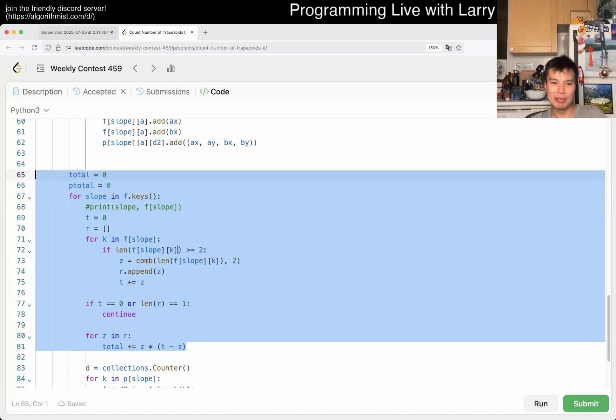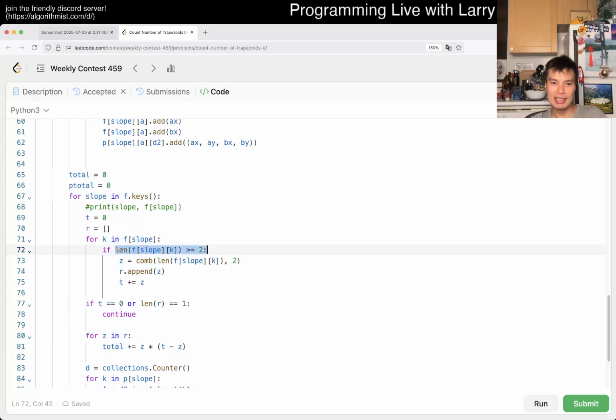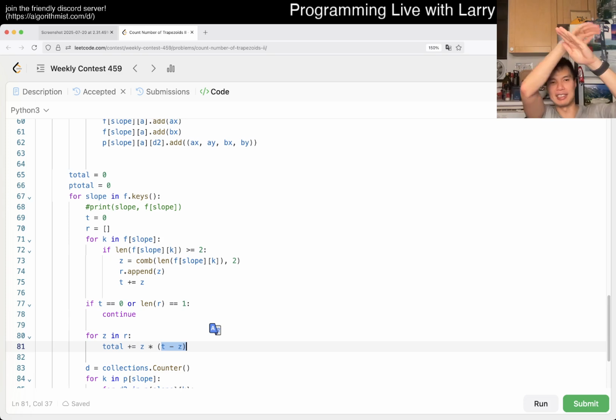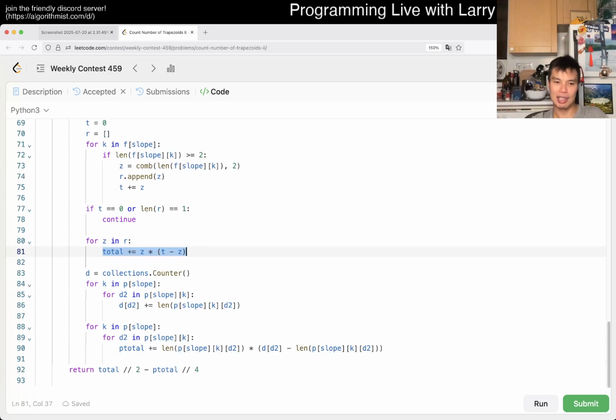It's just for the number of points. If we have 2 points on a given line, then we could choose 2 of them, and now it is that number times all the other lines that are not on the same line as the current line. So that's the total, and that double counts, right? And that's fine.